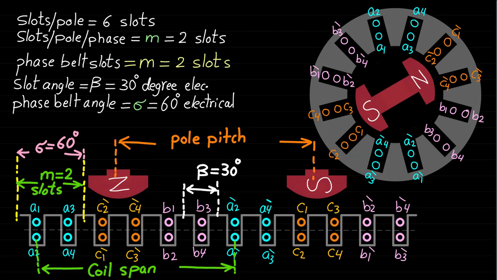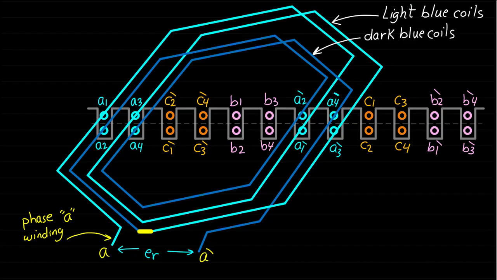Note that each coil span angle is equal to the pole pitch angle, which is 180 degrees, because the coils are full pitched coils in this example. This figure shows how phase A coils are implemented in this example.